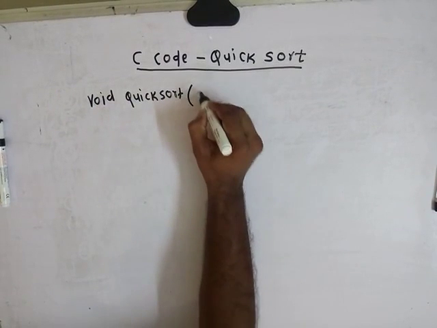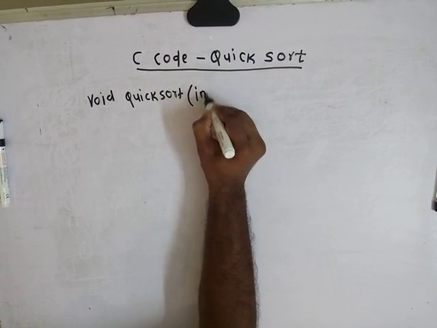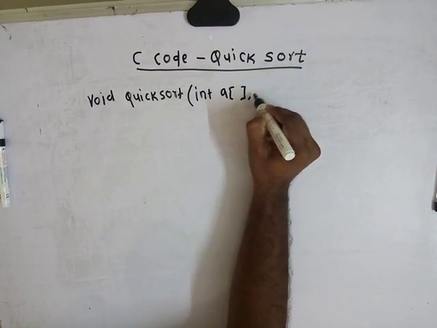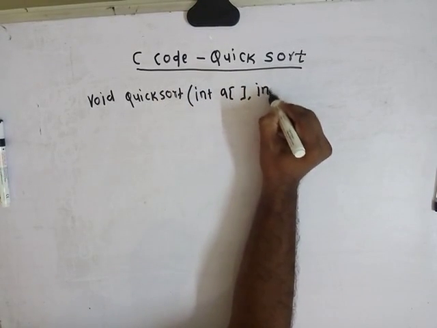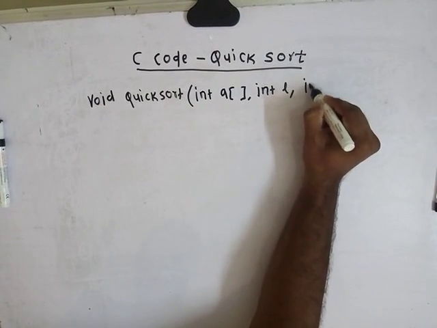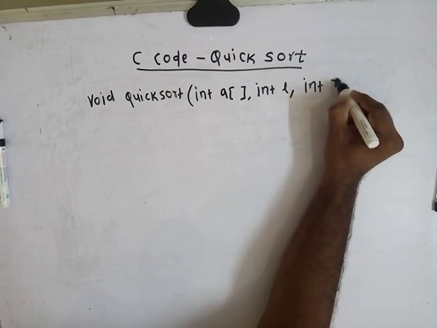To this quicksort function we'll pass an array, and that array will store in this variable a. Also we'll pass the left index of the array, that is where the array is starting, and the right index of the array where the array is ending.